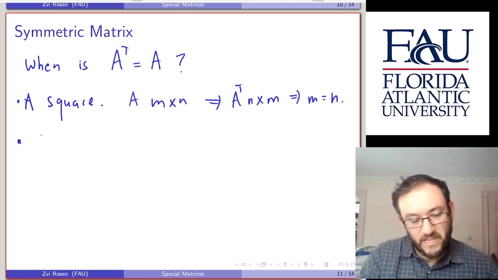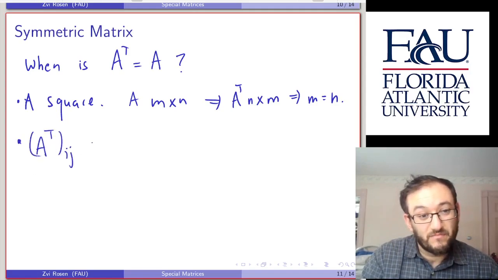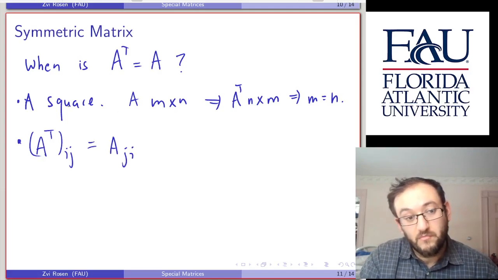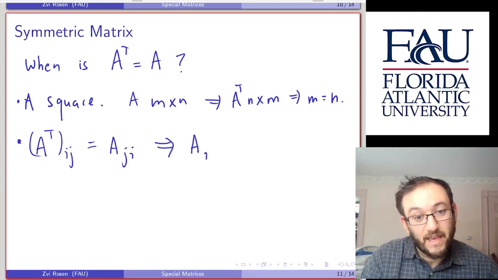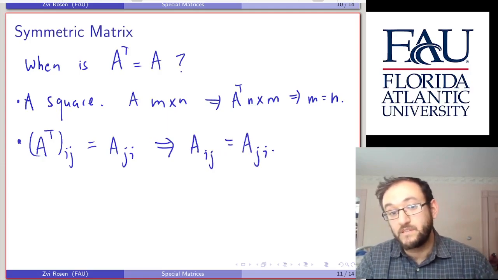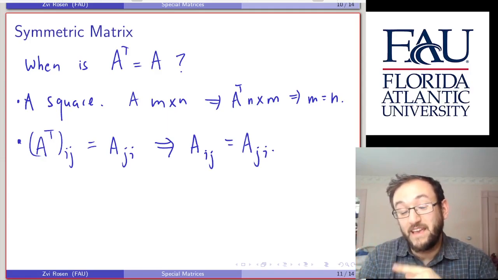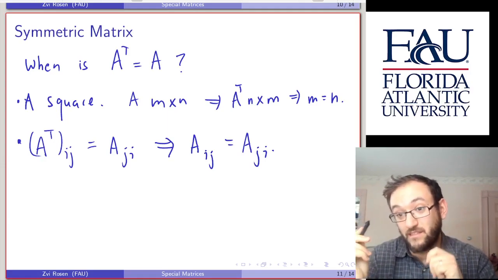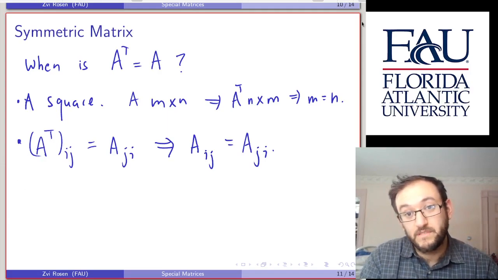Now, what's the rule for the transpose? The ijth entry is going to be the jith entry of A. But if A transpose is equal to A, that means that Aij is equal to Aji. So in other words, the entry in the ith row jth column has to be the same as its reflection across the diagonal to the jth row ith column. Okay, so let's look at a couple examples.